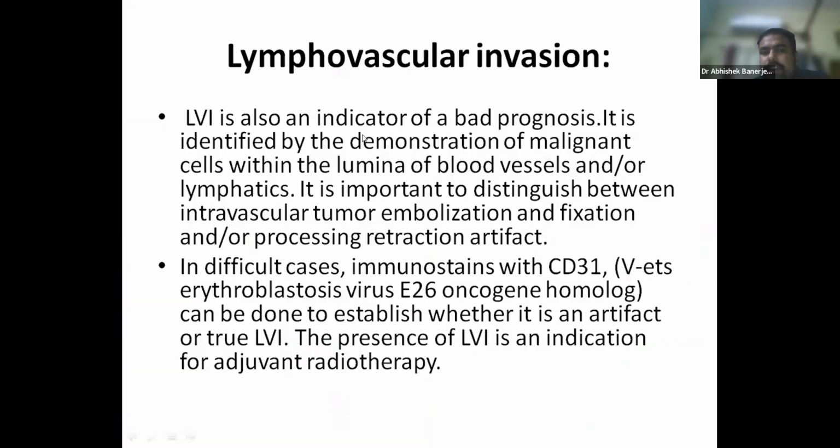So lymphovascular invasion is also an indicator of a bad prognosis. It is identified by the demonstration of malignant cells within the lumina of the blood vessels. From the word itself, lymphovascular, we can see. And in some difficult cases where we cannot exactly tell whether it is an endothelial cell proliferation or not, we can go ahead with IHC.